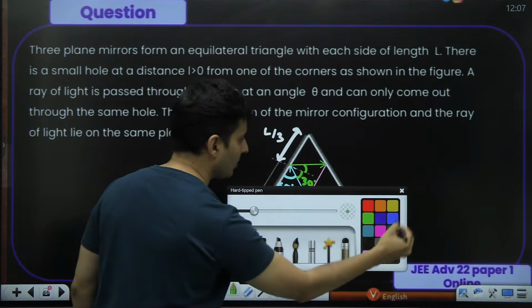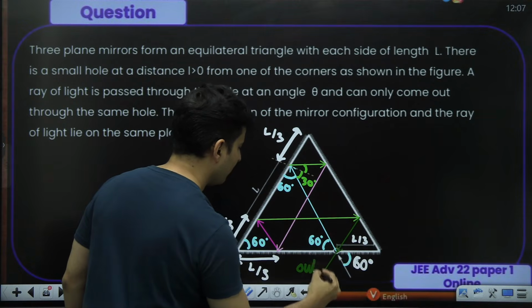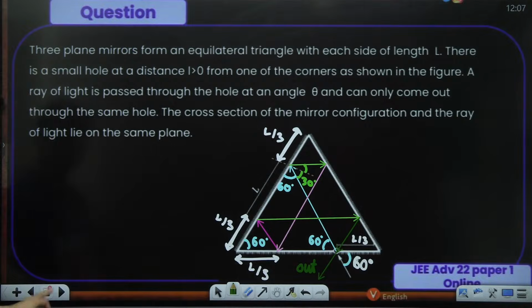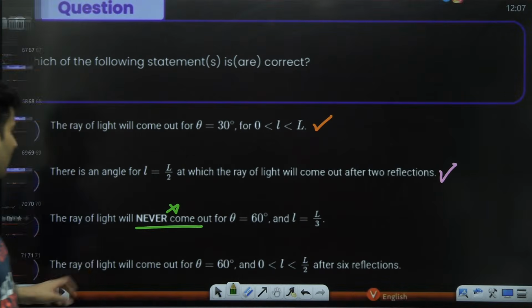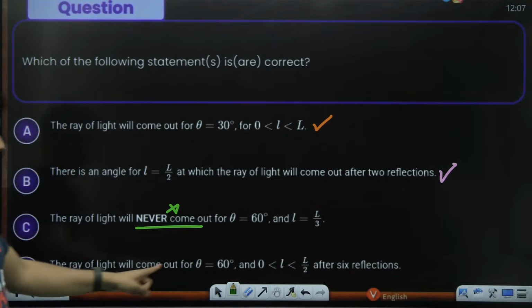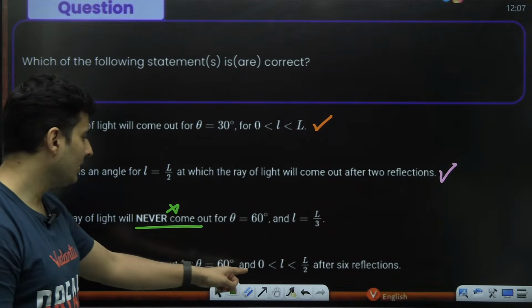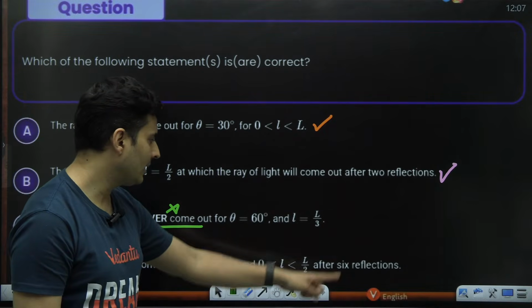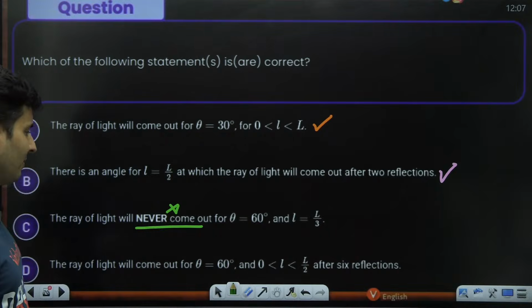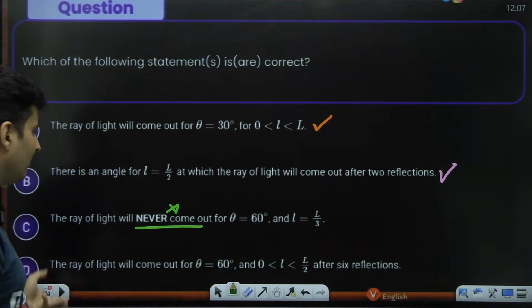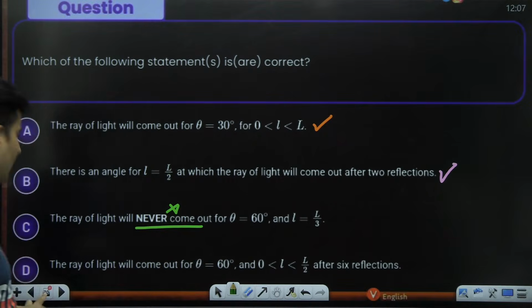So I'll just mention that word. Yes, it is definitely coming out. So that option definitely is wrong. It will never come out. The ray of light will come out for theta is equal to 60 degree, L less than L by 2 after 6 reflections. This is definitely something very weird.